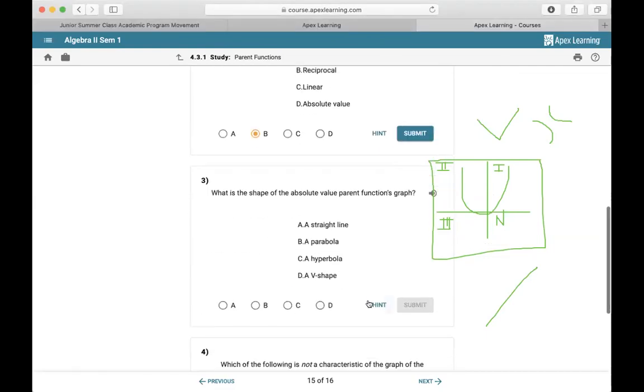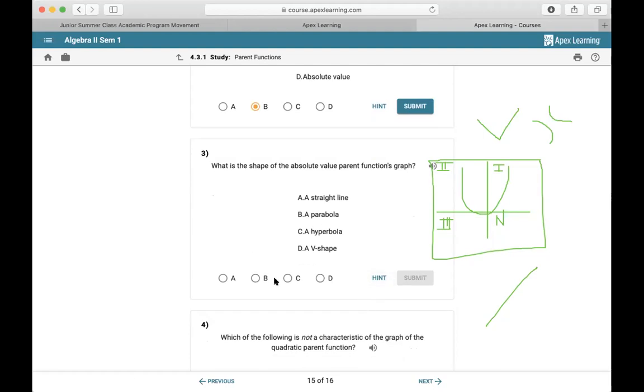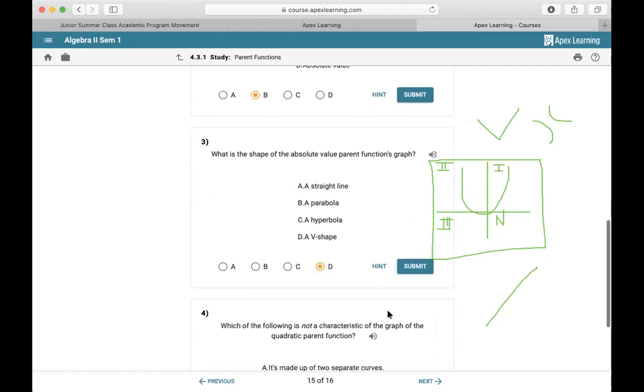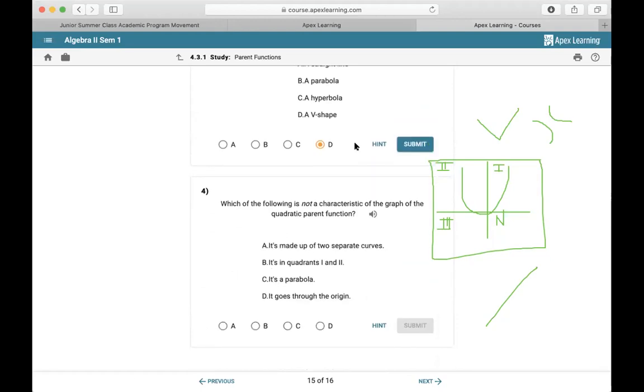All right, what is the shape of the absolute value parent function? It is that V shape, right? V shape, you got it, and this one's important again because it's a sharp turn at 0, 0. It's no longer curved. And then which of the following is not a characteristic of the graph of the quadratic? So looking at this one here. Okay, it is in quadrants 1 and 2. It is a parabola. It does go through the origin. The one thing it's not is it's not 2 separate graphs. Okay.